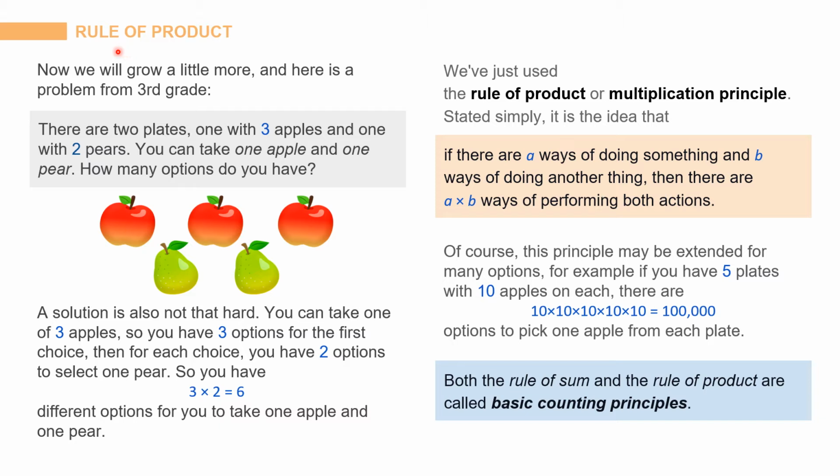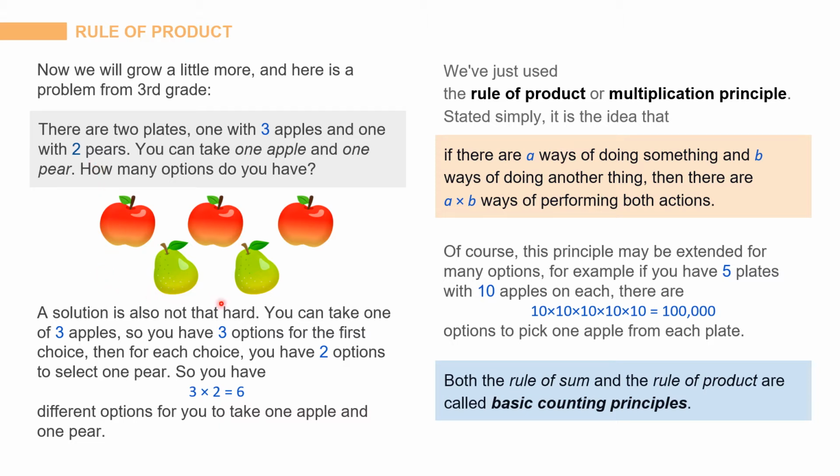Now let's talk about the rule of the product, or the multiplication principle. So we're now going to grow the problem a little bit more complex. Maybe this is something you figured out how to do in 3rd grade. There are 2 plates, one with 3 apples and one with 2 pears. You can take 1 apple and 1 pear. How many options do you have?